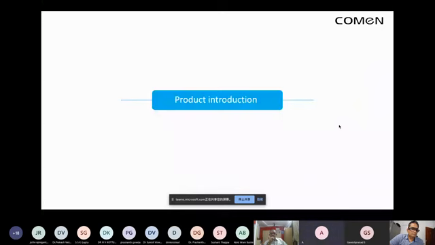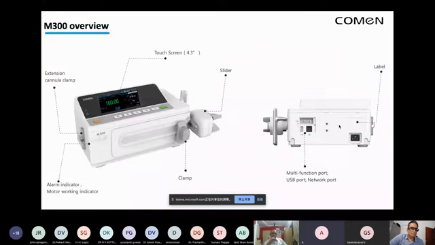So for the product introduction, let's have a view of this product. Firstly, let's see the overview. It is a 4.3 touch screen. A 4.3 screen is a normal screen, but in a syringe pump, 4.3 is a big screen. So it's very easy to have a view and to see the parameters, and also very easy to operate. Based on this screen, the operation becomes much more convenient for us. And the outside design is very easy to fix the syringe and very easy to move. So it's convenient for operations.